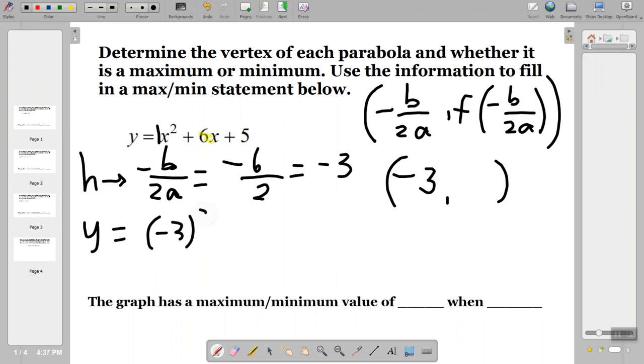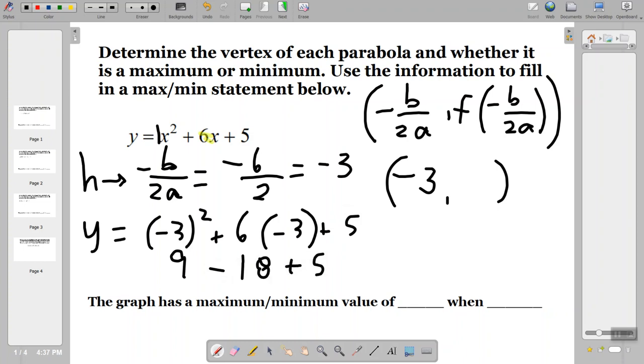Negative 3 squared plus 6 times negative 3 plus 5. So 9 minus 18 plus 5. 9 minus 18 is negative 9, plus 5 is negative 4. So the vertex of this parabola is negative 3, negative 4. Because the value of a is positive, that tells us that this parabola opens up, and therefore that vertex is in fact a minimum.